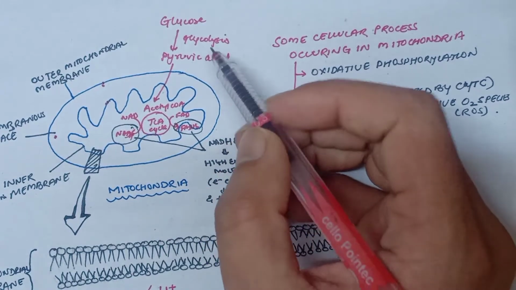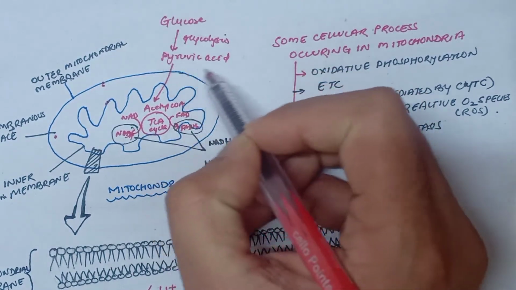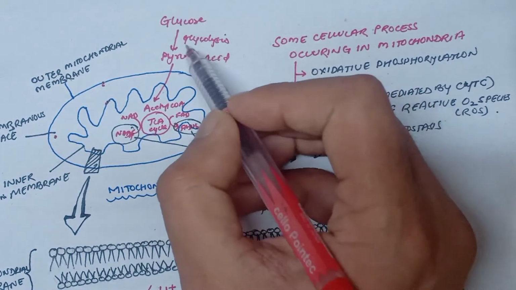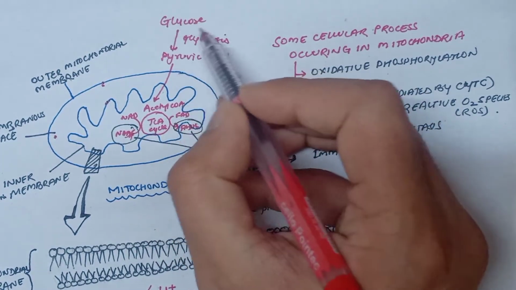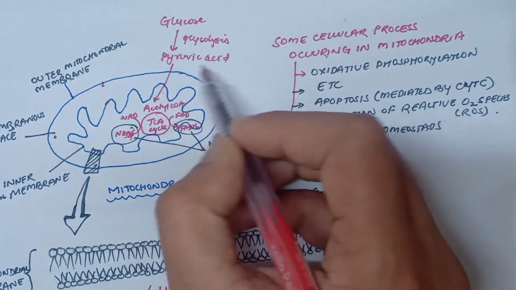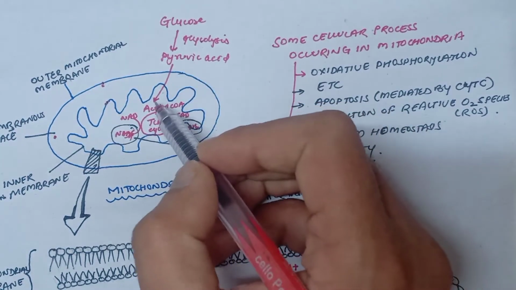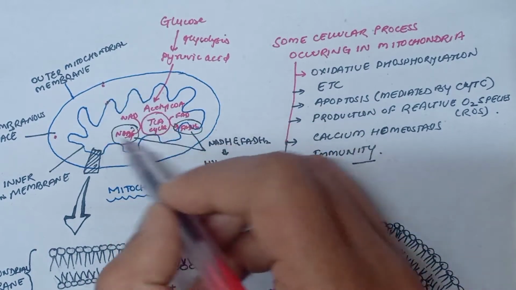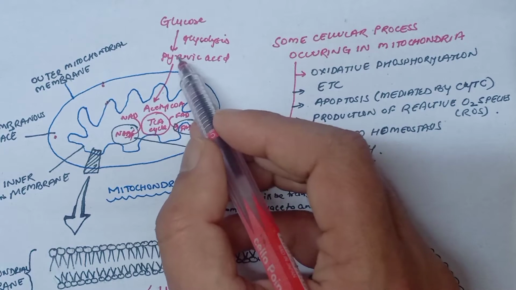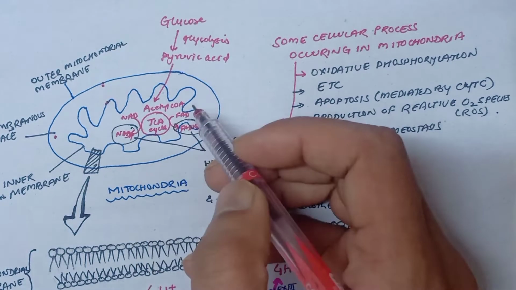As we had already discussed earlier, glycolysis takes place in the cytosol, in the cytoplasm, and in glycolysis, one molecule of glucose will form two molecules of pyruvic acid, and this pyruvic acid will enter the mitochondria to form acetyl coenzyme A after undergoing link reaction.